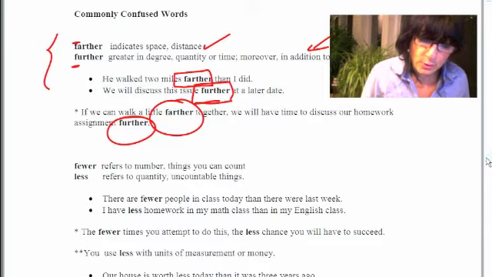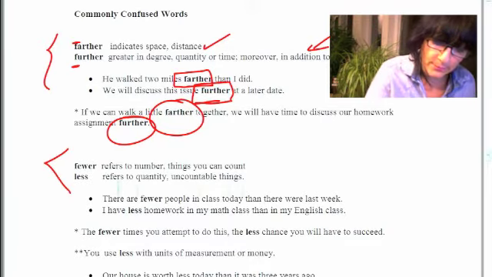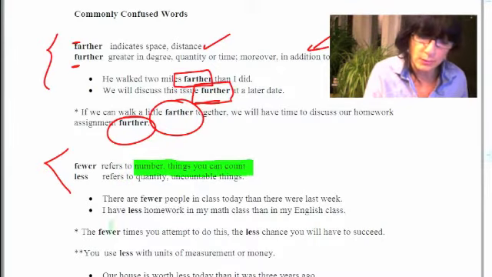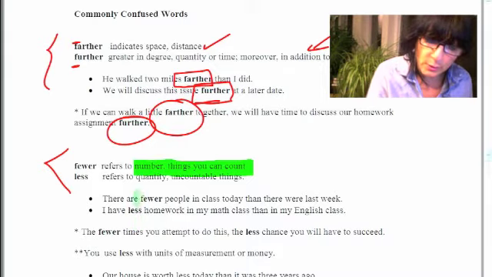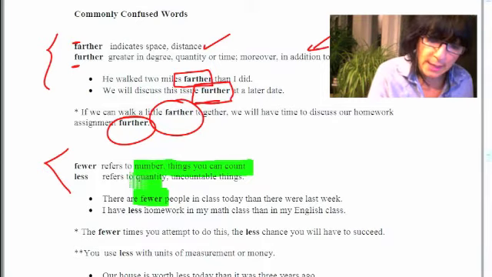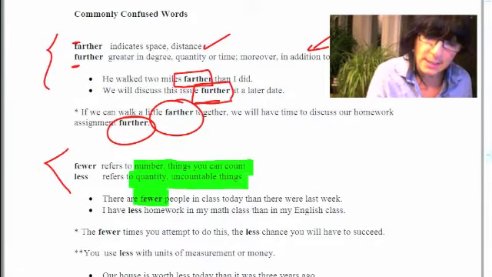The next two words are fewer and less, and let's look at them. Fewer refers to number and things you can actually count. So there are fewer people in the class today than there were last week. Because you can count how many there are, you'd use fewer. Less refers to a quantity and it's uncountable. You're unable to count it.